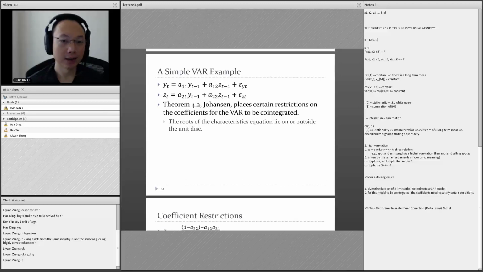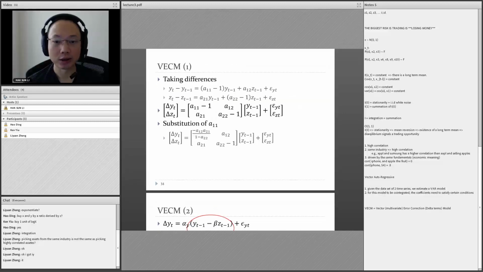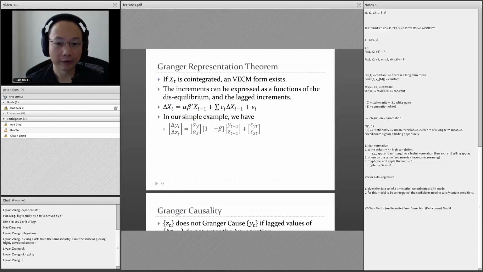So one thing that causes y to happen is zt, and likewise, one thing that causes zt to happen is yt. So there's a causality relationship between the time series, and it can be well defined just by the structural equations of the time series.